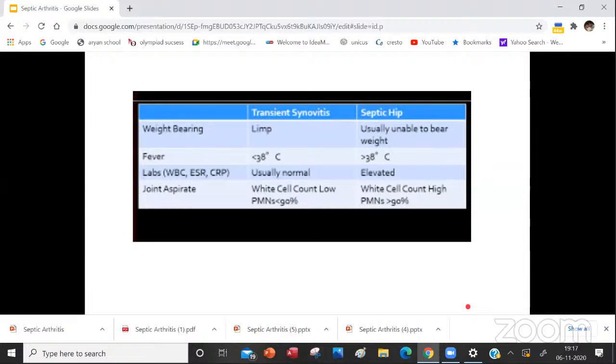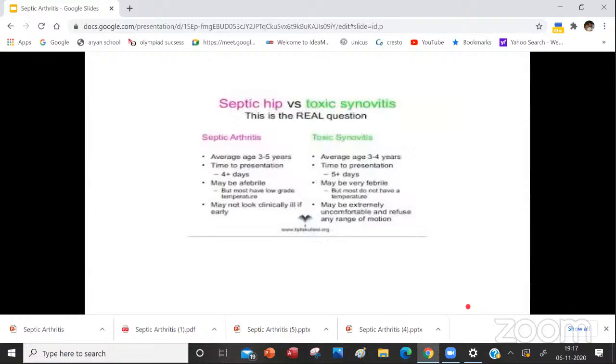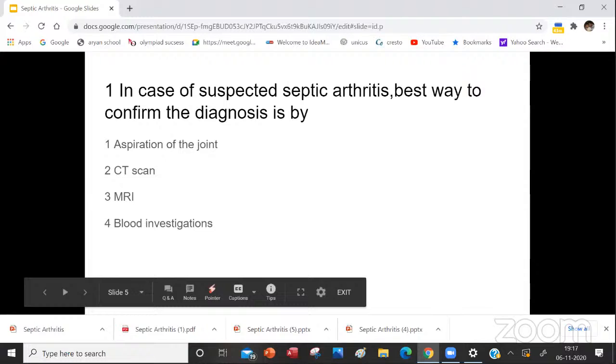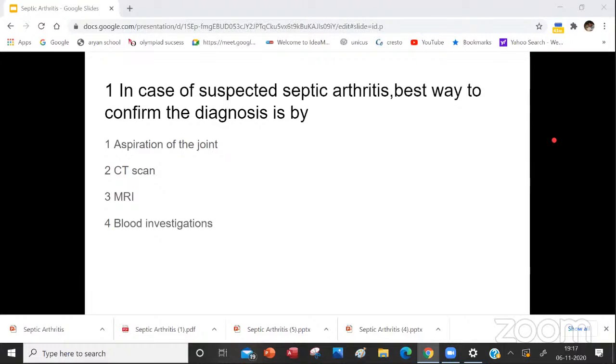What is septic arthritis? It generally starts with hematogenous spread, most commonly. Otherwise, there can be external injury, like a penetrating injury. But the most common cause for septic arthritis is hematogenous spread. There are some slides here; I will skip that for the time being and go straight to certain MCQs, then you will have an idea.